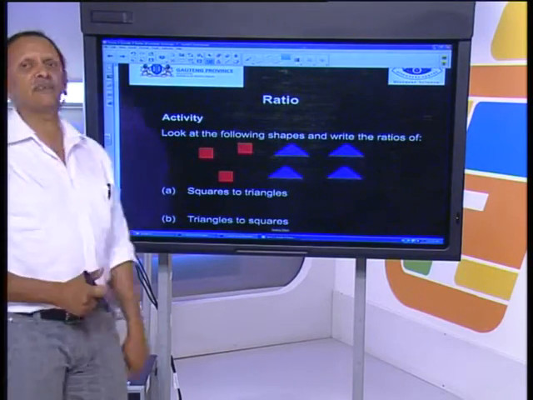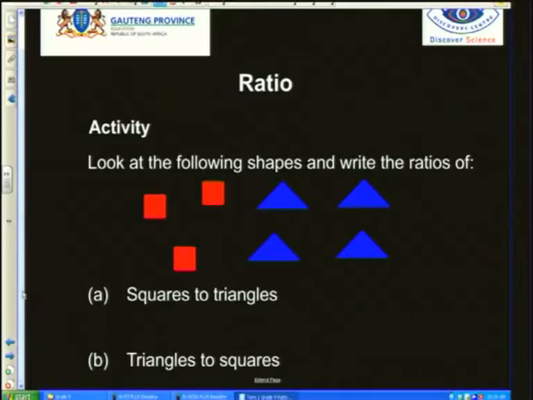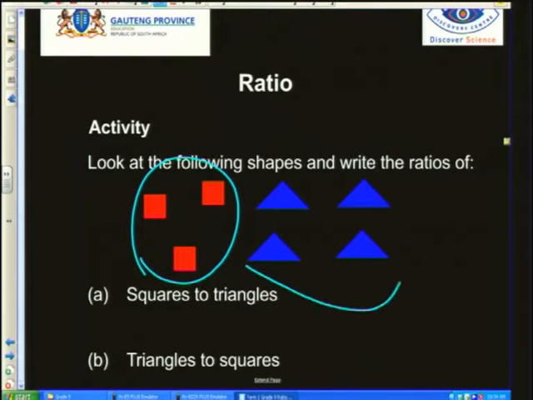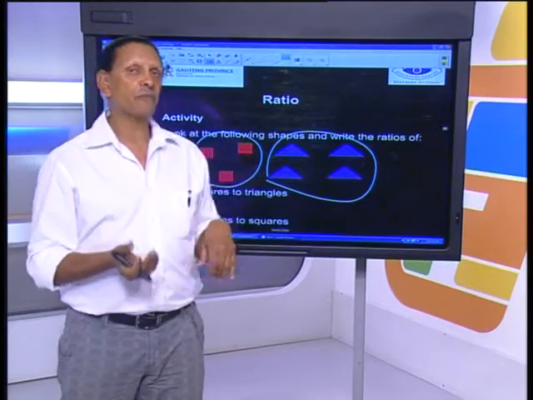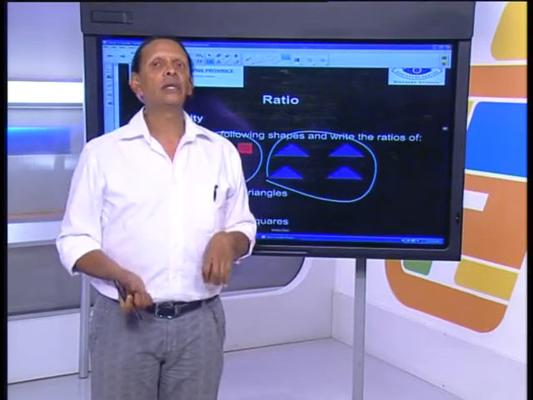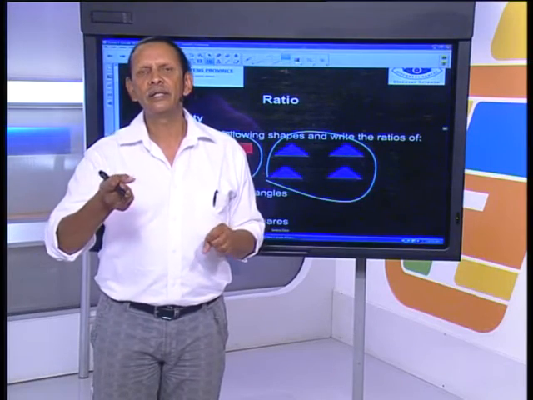Let's look at the following activity now, which I would like you to try. We have 3 red squares and 4 blue triangles. Right, 3 red squares and 4 blue triangles. Now I want you to write down the ratio squares to triangles. See, squares is mentioned first. Then you must do triangles to squares, then you must turn it around. So I want you to try this, guys. Shouldn't take long, about 1 minute maybe. So I want you to try it quickly on your own. Starting now.